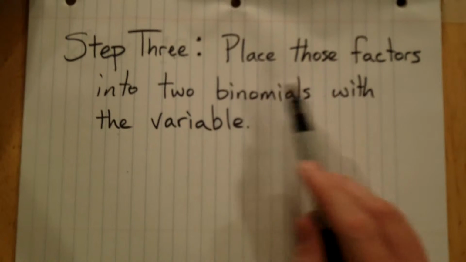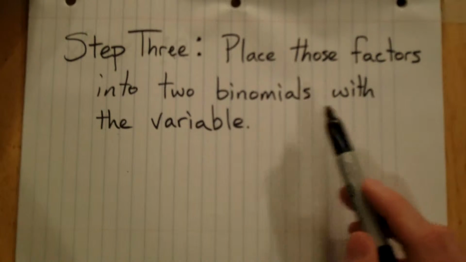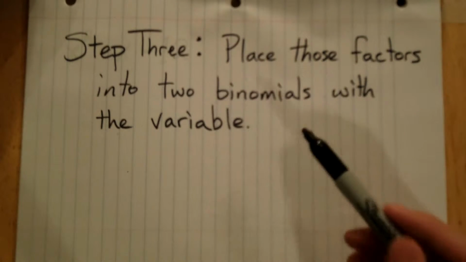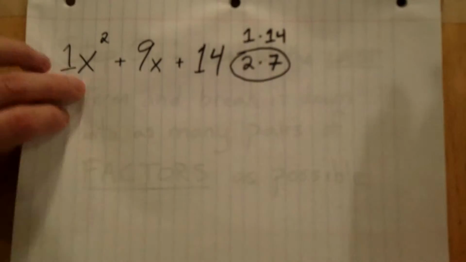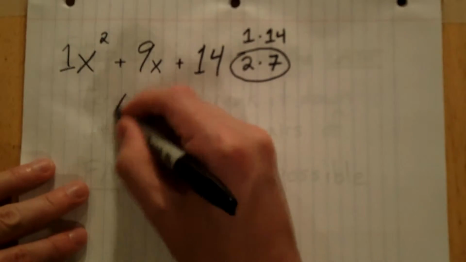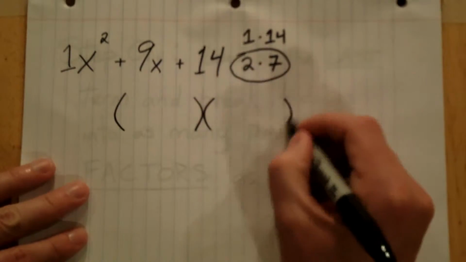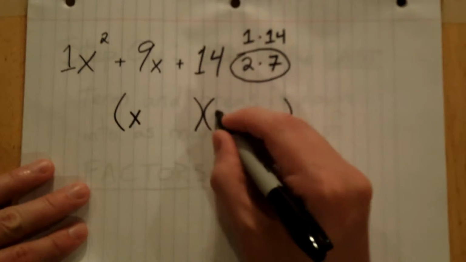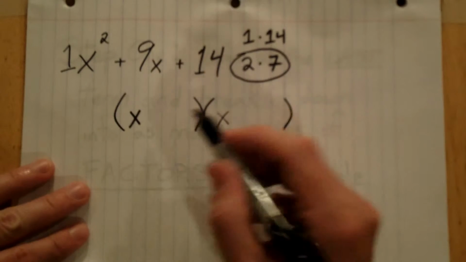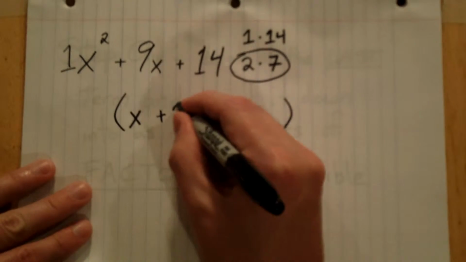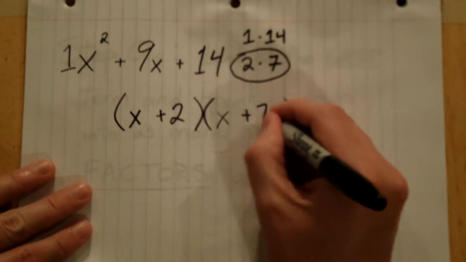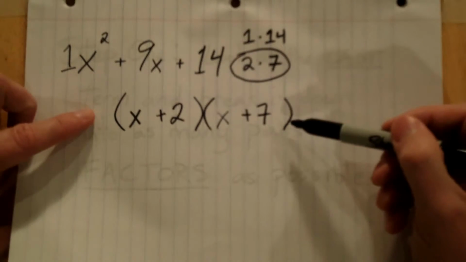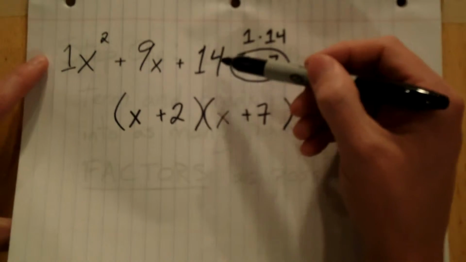Step 3. Place those factors into two binomials with the variable. That sounds a little confusing. Let me show you what I mean. We're going to take these two factors and put them into two binomials. Inside those binomials, though, we will also have the variable of the trinomial, which in this case is x. So this is going to be x plus 2 and x plus 7. And that's it. This is the factorization of this trinomial.